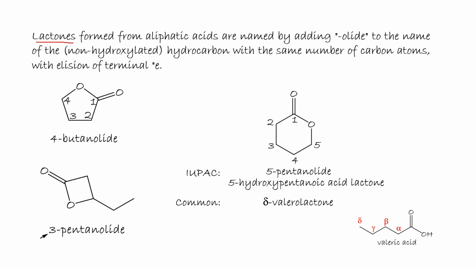Lactones formed from aliphatic acids are named by adding olide to the name of the non-hydroxylated hydrocarbon with the same number of carbon atoms, with elision of terminal E. Here we have a cyclic ester, lactone structure with 1, 2, 3, 4 carbons. The connection here, we have the O on carbon 4, so it will be 4-butane. Take the E out, add olide, so it's 4-butanolide.